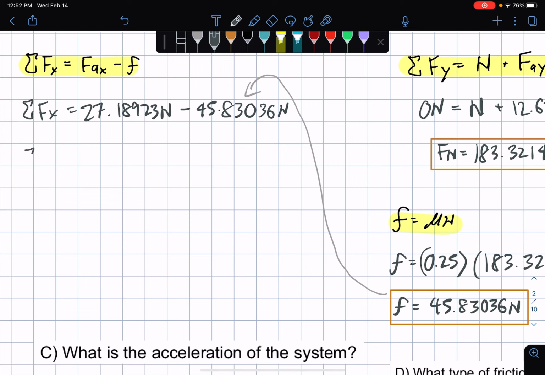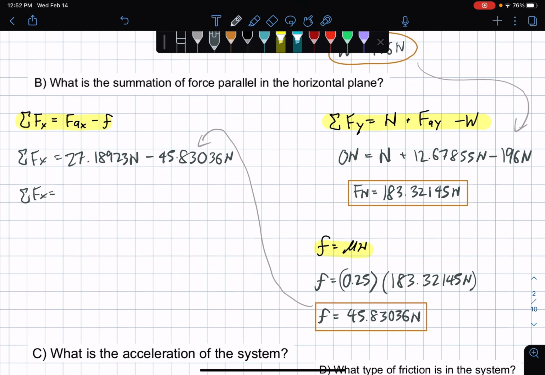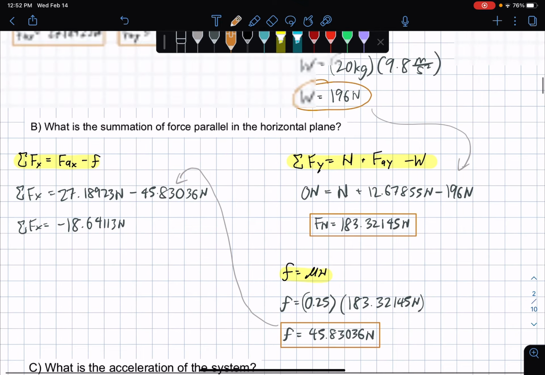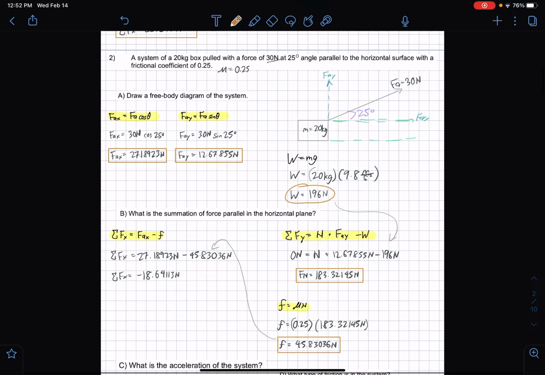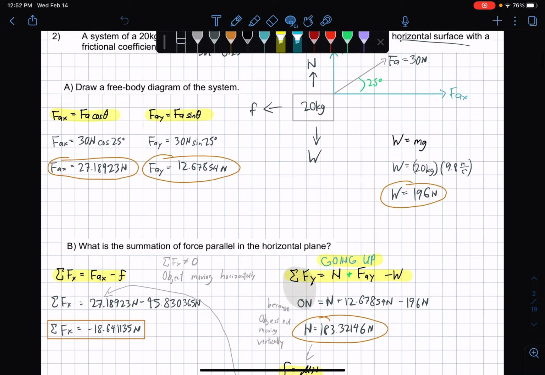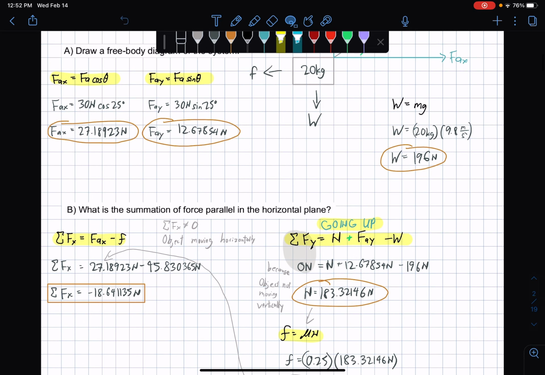So this is interesting. It's going to be a negative value. What does it mean if the value is negative? Definitely the object isn't moving. Let's see what science has to say in regards to this. Let me check my answer key just to be sure. So yes, definitely it's negative 18.